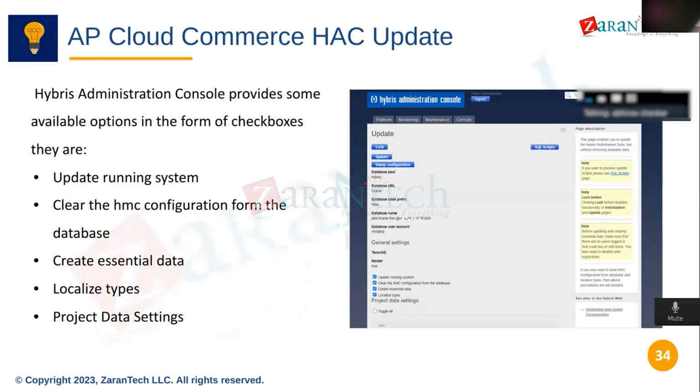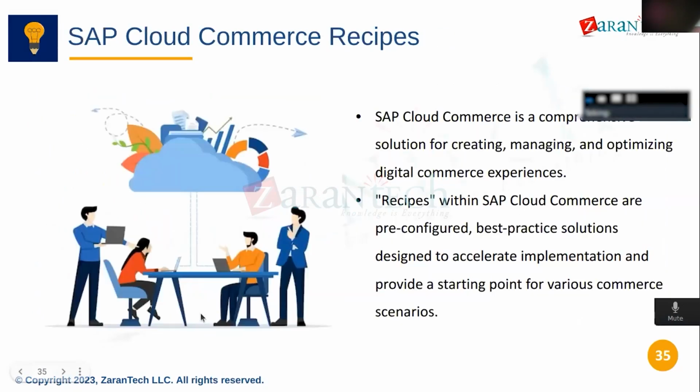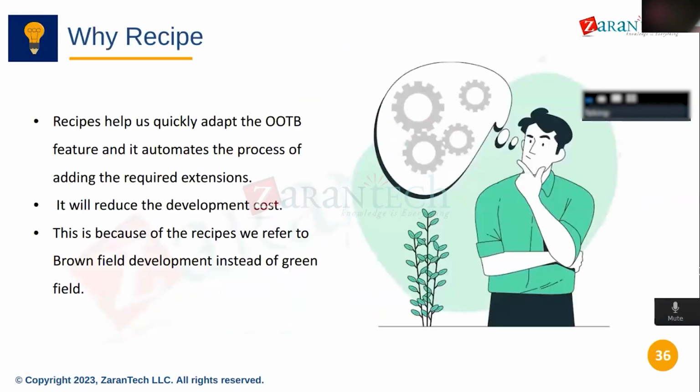And while updating the system, this many options will come. Once your local system is up, you'll understand this one. There's update running system, clear the HMC, create essential data, localization. This is the recipe again, ready-to-use functionality, with predefined, pre-configured data. So I think this will answer your questions.